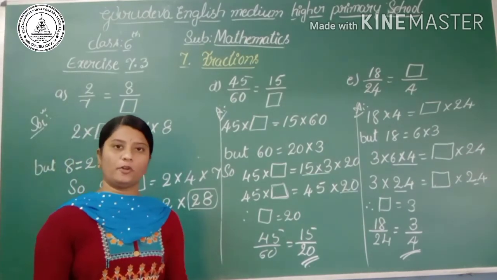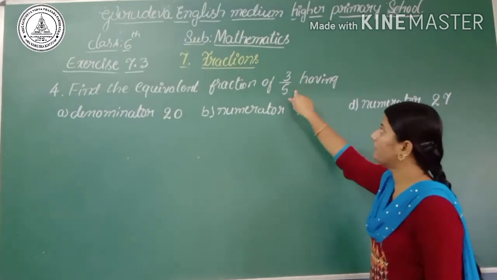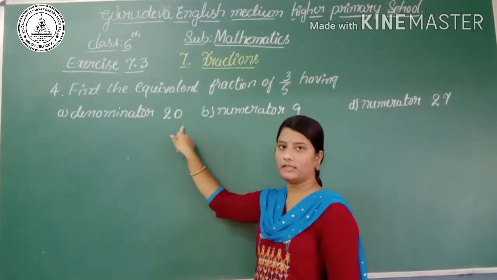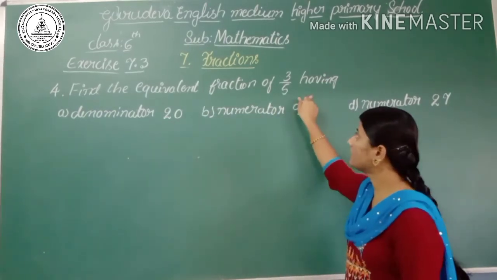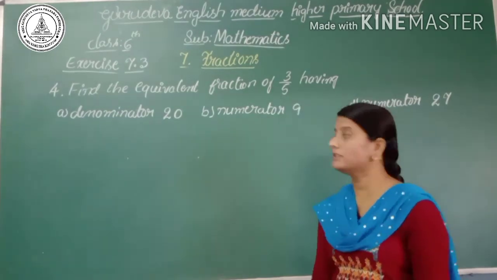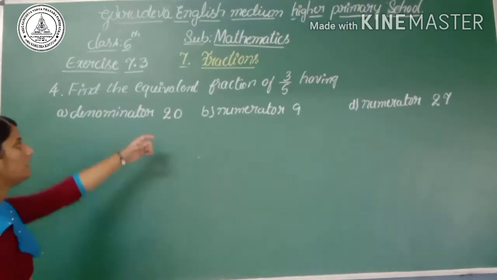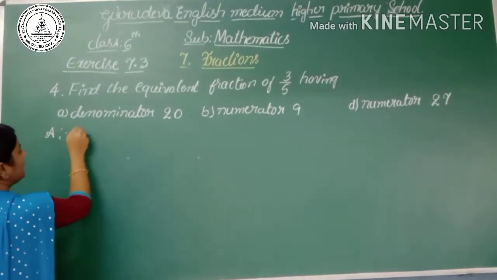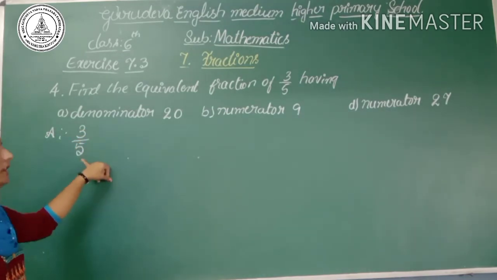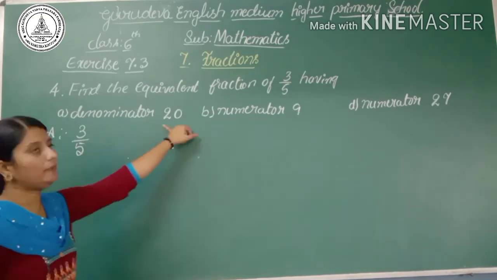Then let's go to the fourth question. The fourth question is: find the equivalent fractions of 3 by 5 having the denominator 20. So for the fraction 3 by 5 we have to write the equivalent fraction having the denominator 20. How can we write this here? The given fraction is 3 by 5, right? The denominator is 20, so we have to write the equivalent fraction having the denominator 20.